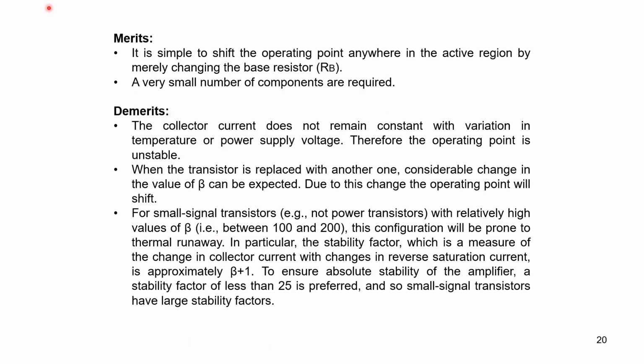Now we will see the merits and demerits. Merits: it is a simple circuit with a small number of components. Demerits: the collector current does not remain constant with variations of temperature or power supply. Therefore, the operating point is unstable. When the temperature changes, IC0 changes, which means the S value is more. When the transistor is replaced with another one, a considerable change in beta can be expected. This also shifts the operating point.